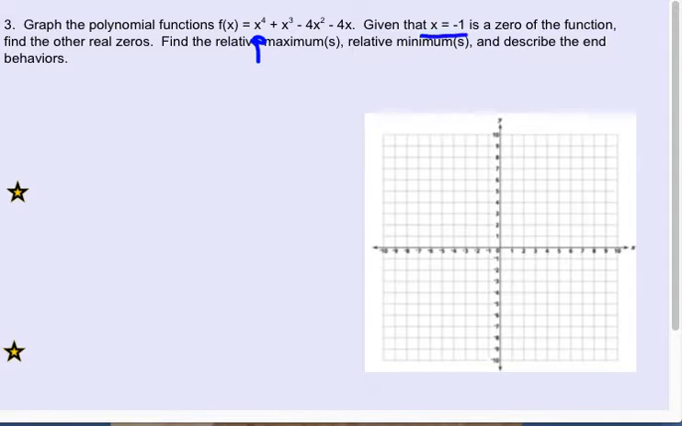Now, this has a degree of 4, x to the 4th has a degree of 4. It should have 4 zeros. Sometimes it's less than that. They call it a double root, but we're not going to work with that today. It says find the other zeros, find the relative maximum minimums, and describe your end behaviors. Well, I can describe the end behaviors right now. I know that x to the 4th is positive and it's a degree of 4. So the end behaviors have to be going in the same direction.